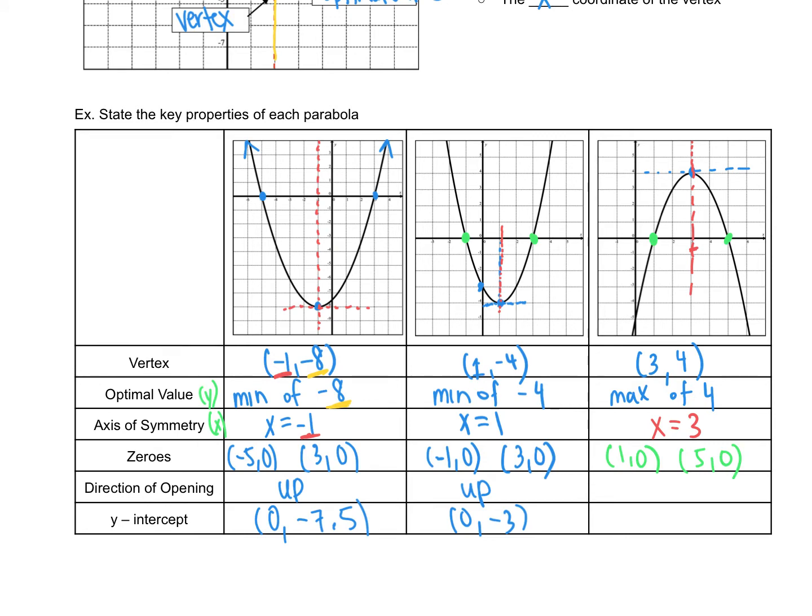This parabola opens down, because if I were to put arrows at the ends of the parabola, they are going in the down direction. And finally, the y-intercept is right here, which is 0, -5. So if you got that, that's great. If you messed up on one of the properties, make a note of it so that you don't do that in the future.